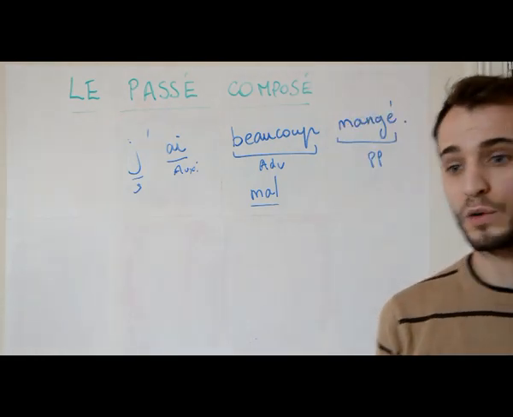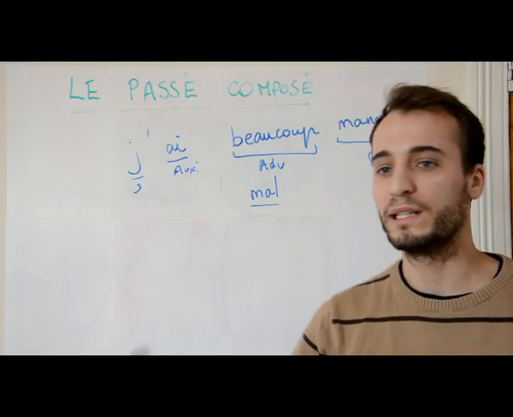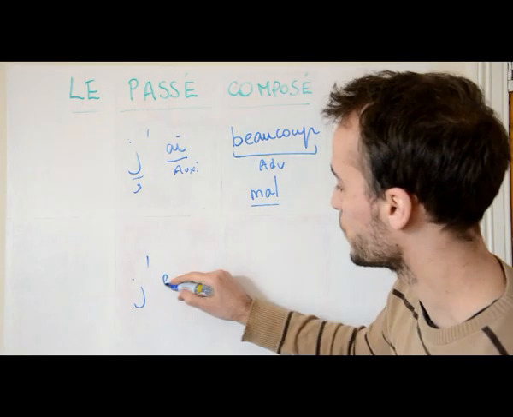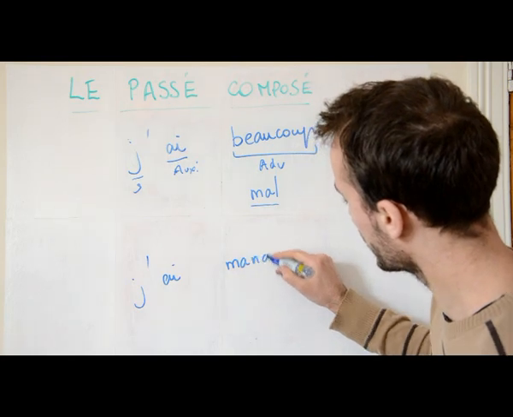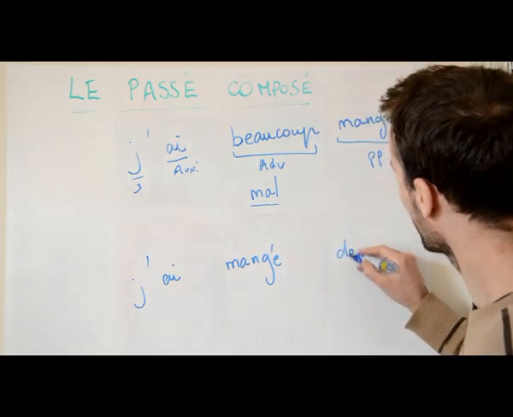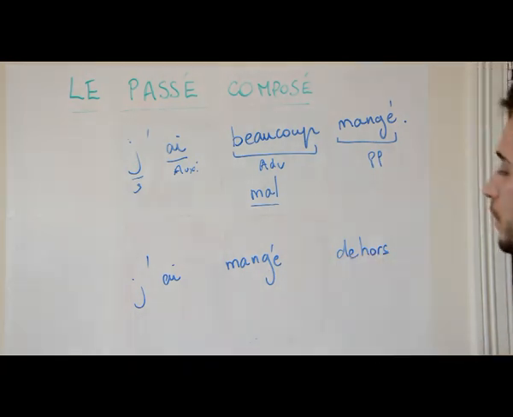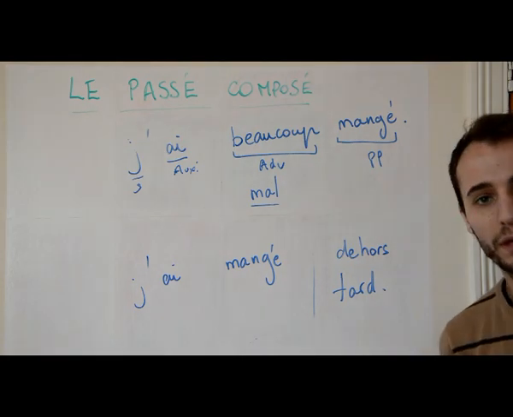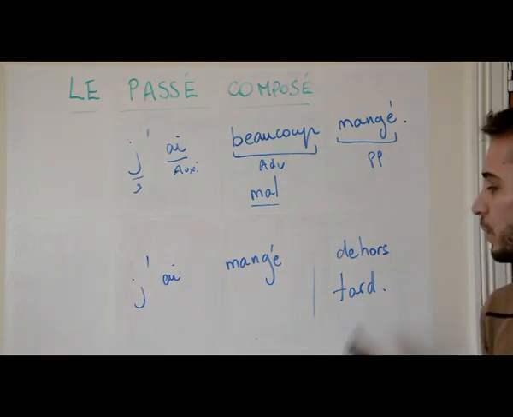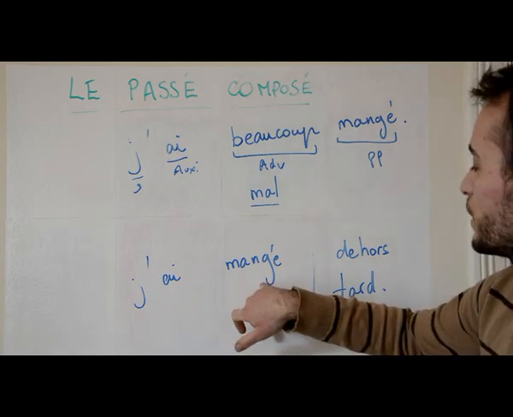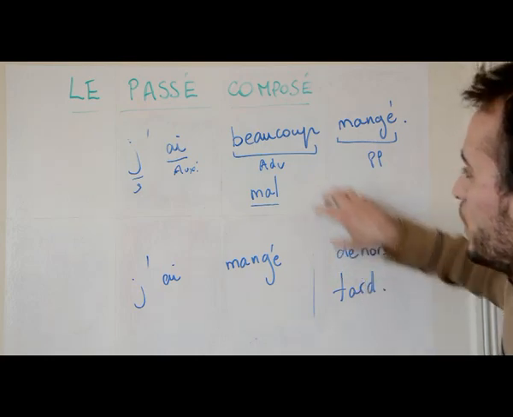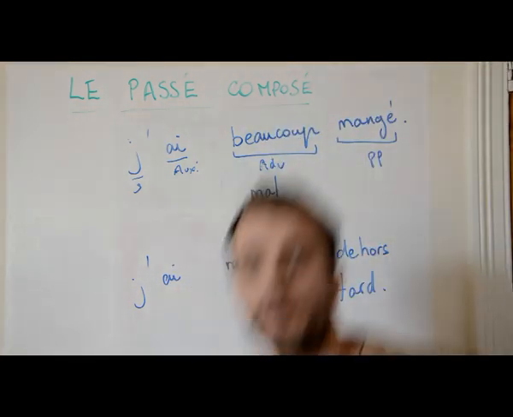If it's a time or space related adverb, like early, late, outside, inside, things like that, then it's after. So you would say, for instance, j'ai mangé dehors, outside. J'ai mangé tard. I ate late, like late time. So j'ai mangé dehors. You will have to say that and not j'ai dehors mangé. So dehors is after because time and space related adverbs are after. Quality and quantity adverbs are before.